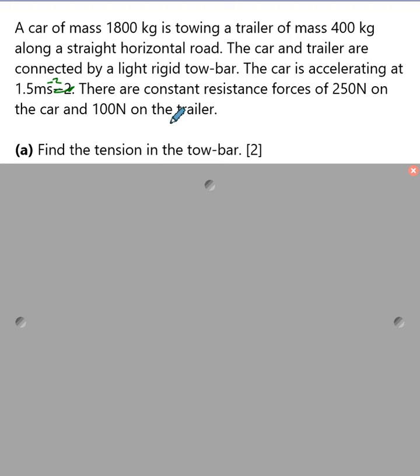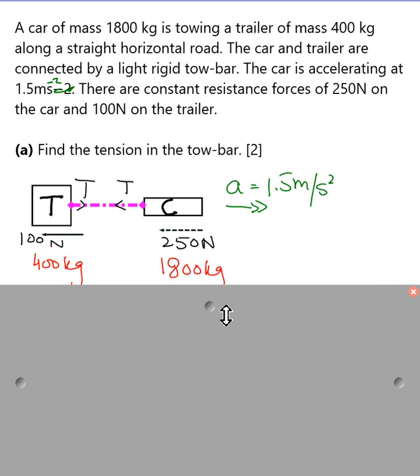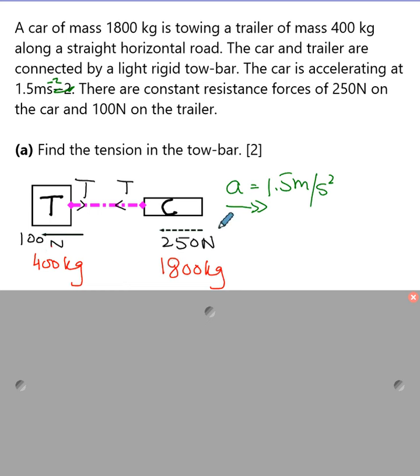Now the same question I have explained with the help of the diagram. It always helps us to understand the question better and helps us to solve the question. So here I have drawn the trailer and car. They are connected with the tow bar, and the resistance forces they are facing are 100 Newton and 250 Newton. These are the masses of the vehicles, and they are accelerating at the rate of 1.5 meter per second square. I have to find the tension in the tow bar.